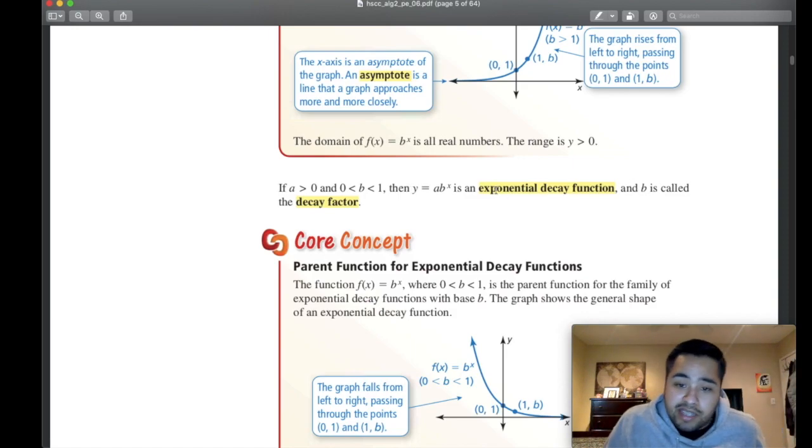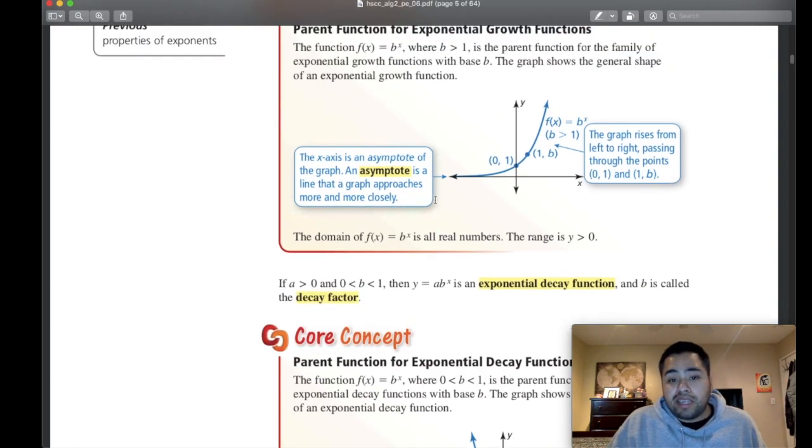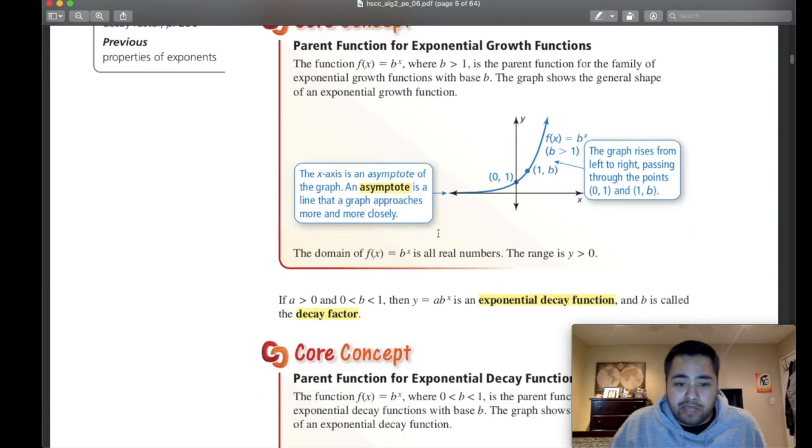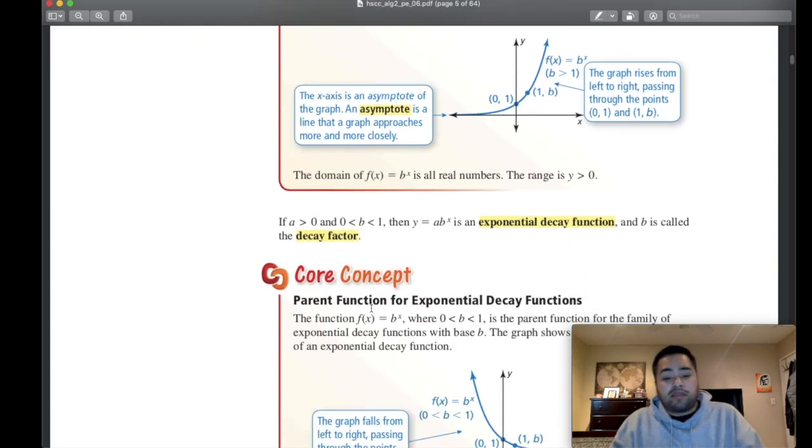Now, that means that in this case, the base is called a decay factor. So b actually has three names. If you think about it, by now we said that b is the base. But if b is greater than 1, then it's called a growth factor. But if b is between 0 and 1, it's called a decay factor. So just keep that in mind.